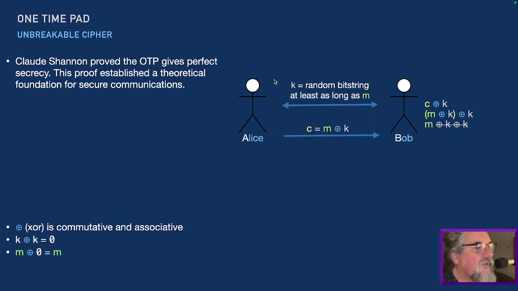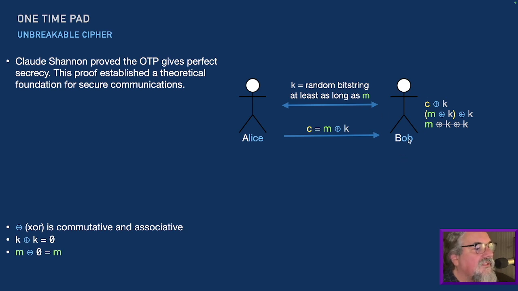So it works like this. Alice first creates a K here, which is a random bit string. That means it's a random string of ones and zeros, at least as long as M. And you work on every bit in M. You take every bit in M, XOR one bit of the key K. All right, and the output is the ciphertext C here.